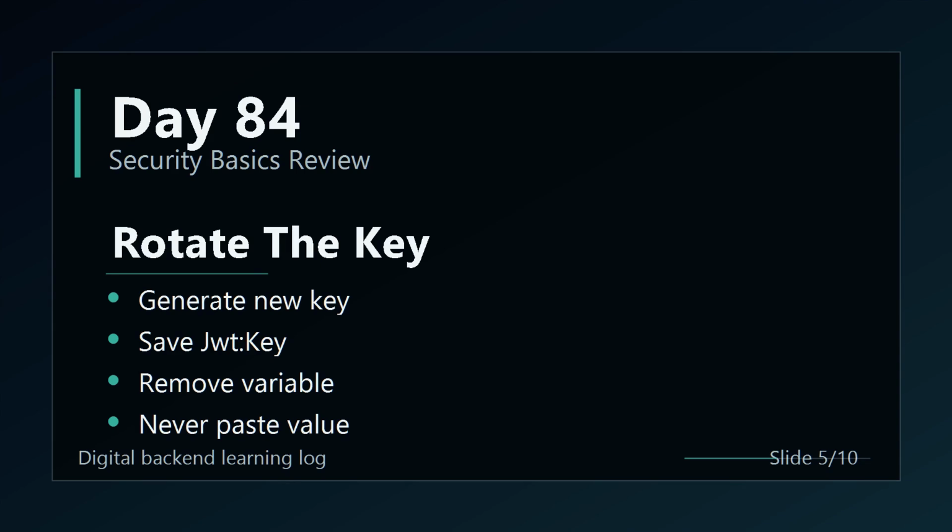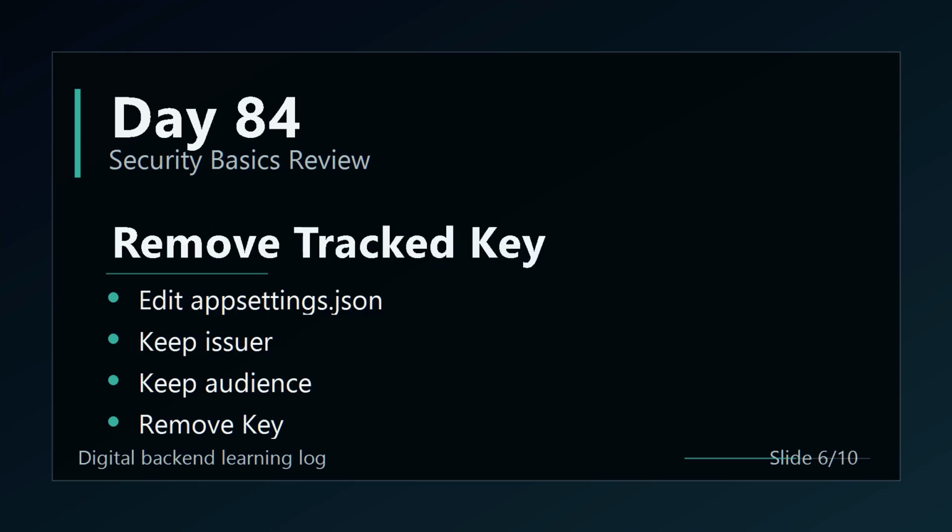Generate a new local key, save it as JWT:key with user secrets, then remove the PowerShell variable. Do not paste the generated value into code, config, screenshots, commits, or chat messages. Edit appsettings.json. Keep the non-secret issuer and audience values, but remove the key property from tracked configuration. Do not add the real key to development app settings.